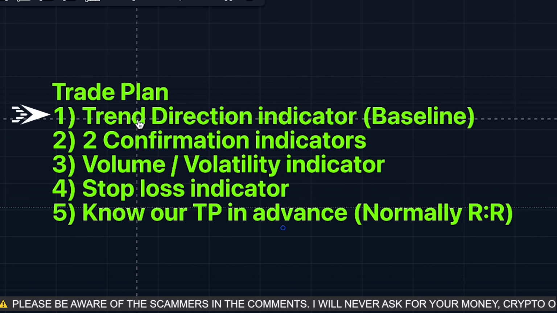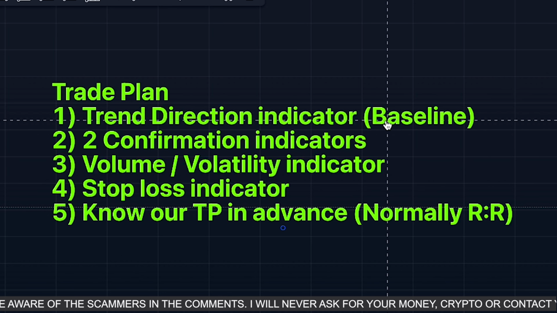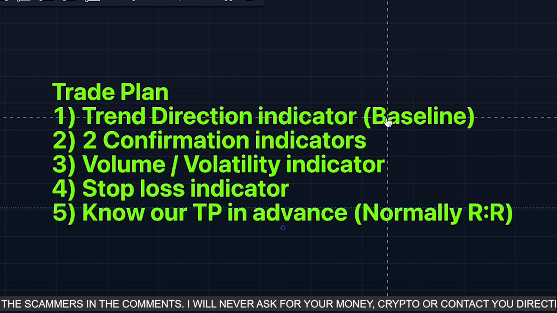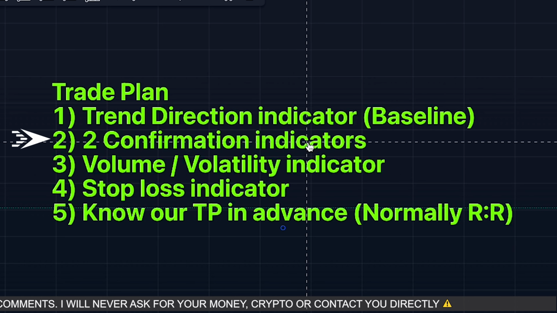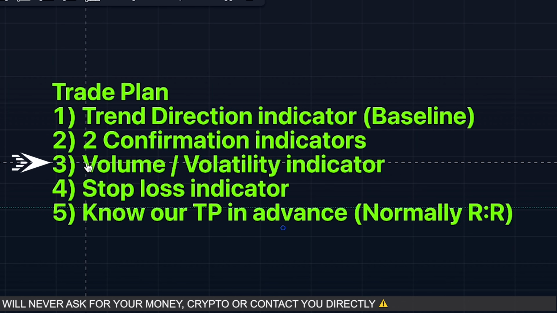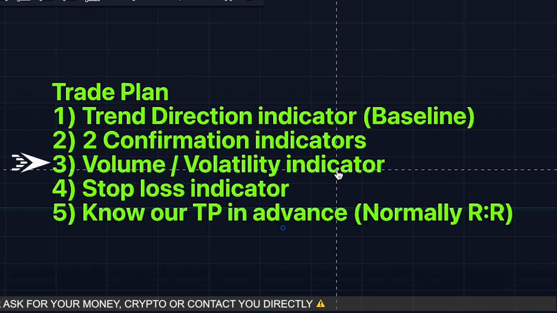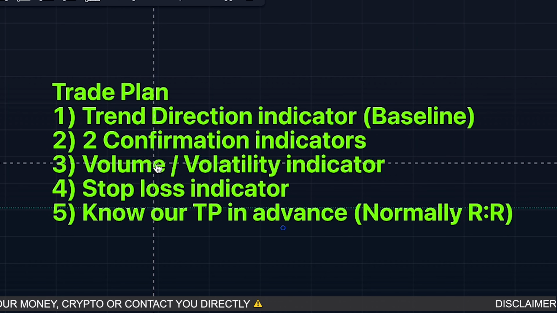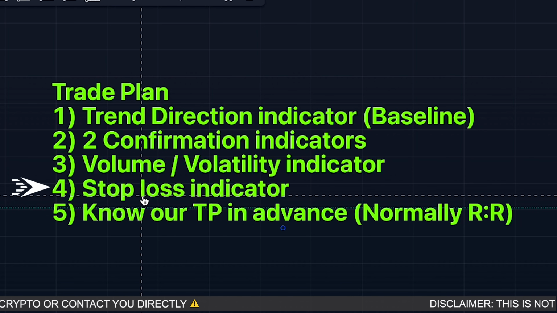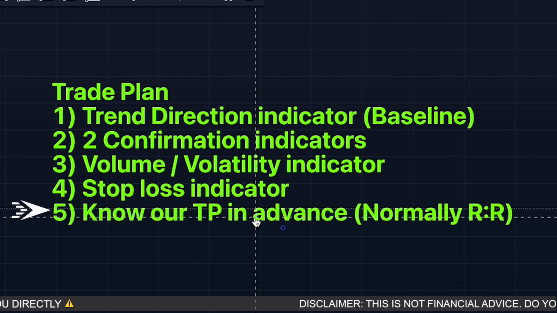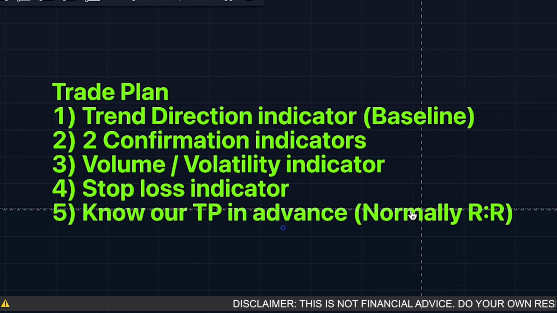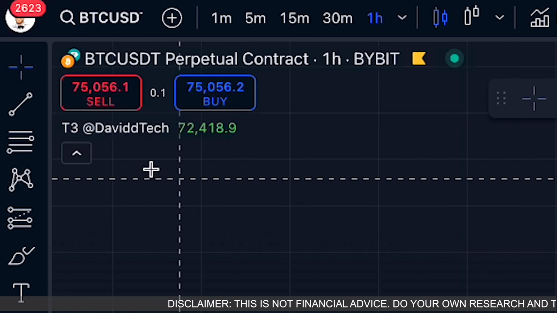We're going to have one indicator for trend direction called the baseline. That's going to tell us whether we should be going long or short. We're then going to have two confirmation indicators giving us that actual entry, and then we will have a volume and volatility indicator to make sure that there is enough movement in the market. We will then set a stop loss to another indicator and know in advance our take profits, normally using risk to reward.